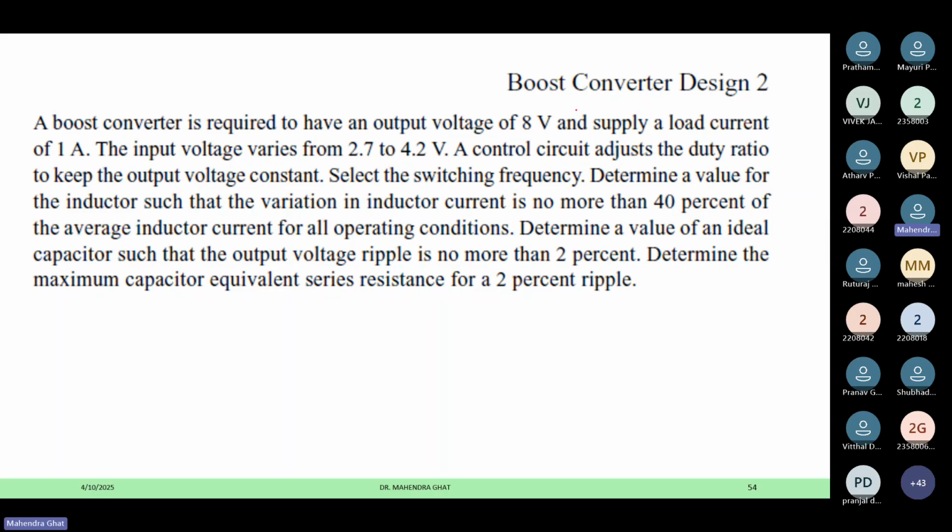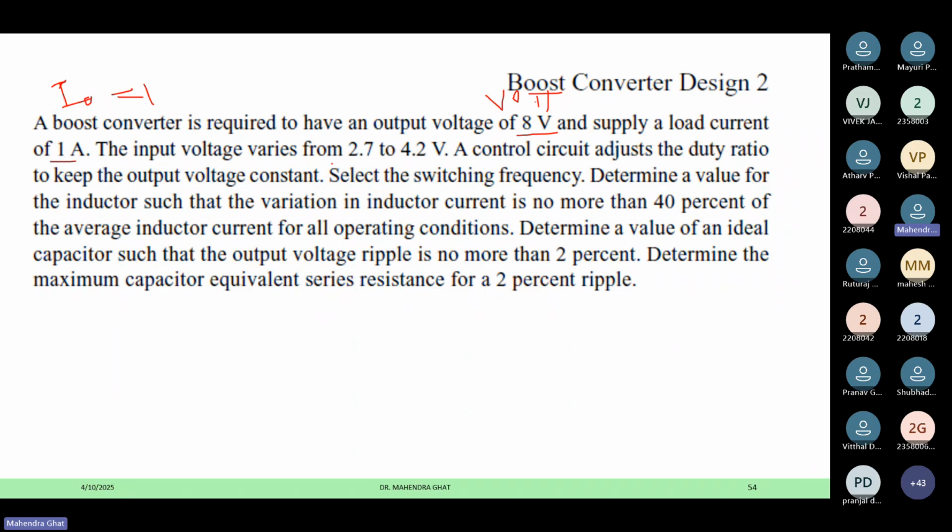So the design problem was that a boost converter is required to have an output voltage of 8 volt. Means VO is equal to 8 volt is given. Then it must supply a load current of 1 ampere. Load current means IO is 1 ampere. The input voltage varies from 2.7 to 4.2 volt.